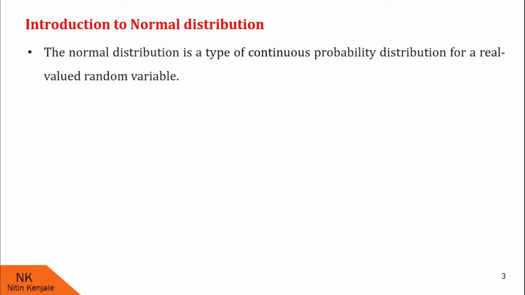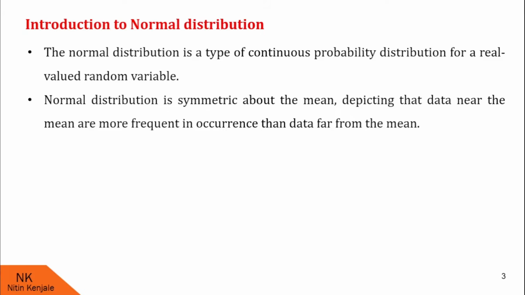The normal distribution is a type of continuous probability distribution for a real valued random variable. That means if the random variable is discrete in nature, it consists of only distinct and finite values, then this distribution is not applicable to it. If the random variable is continuous in nature, it takes real values, then only this distribution is applicable to it.